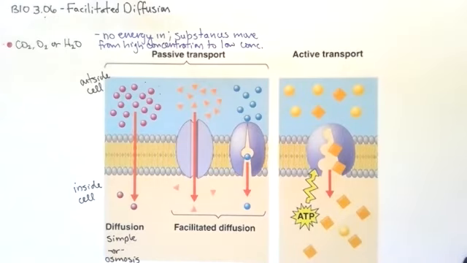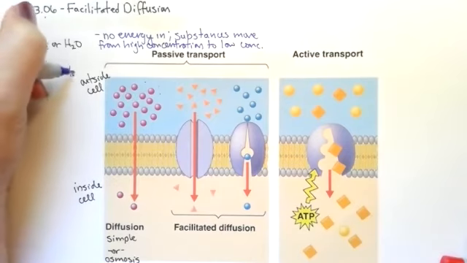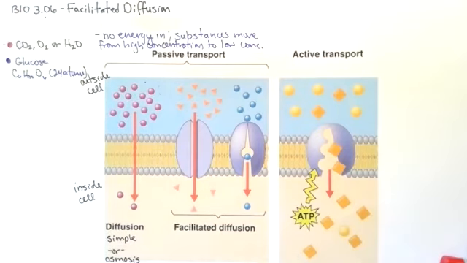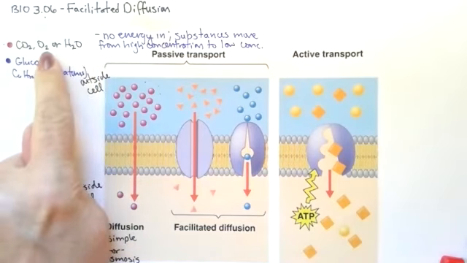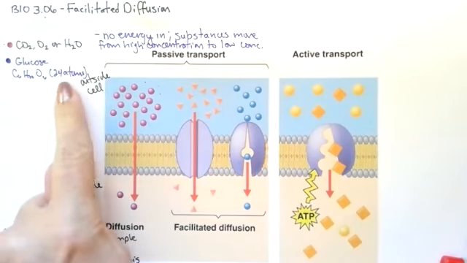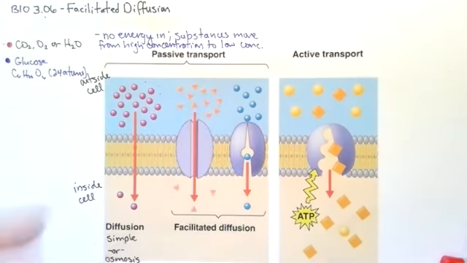In fact, the blue circles are glucose, which is C6H12O6. So we have 24 atoms. This guy has 3, that has 2, and that has 3. So we're talking about something that's 24 times larger. And our triangles we'll talk about in a second.